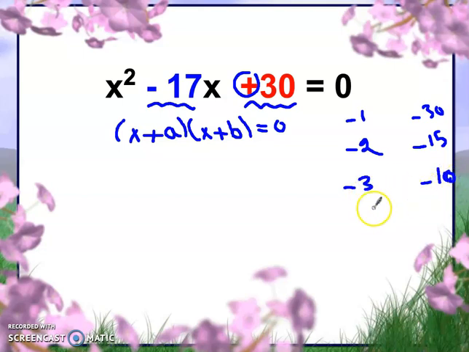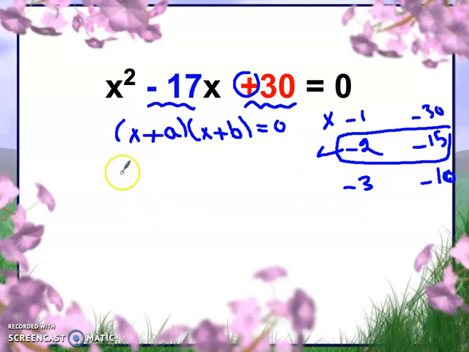If a and b are both positive, we will get, for example, 1 times 30. If we add them, we will get a positive sum, and here we need a negative sum. So for that reason, a and b should have negative values. So let's check which of these pairs has sum equal to minus 17. Minus 1 minus 30 equal to minus 31. Minus 2 minus 15 equal to minus 17. So a equal to minus 2 and b equal to minus 15.